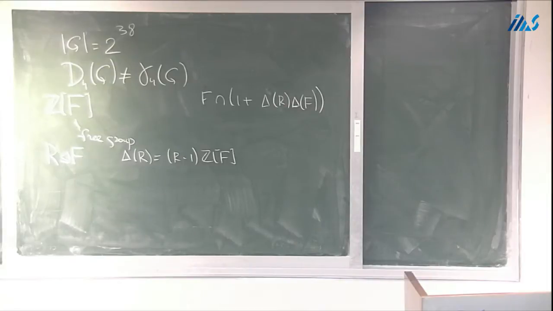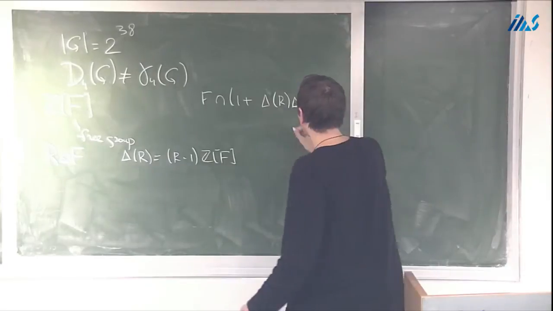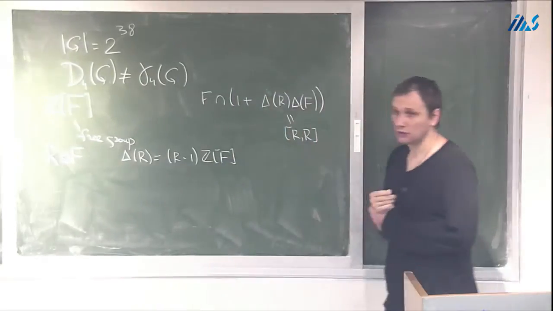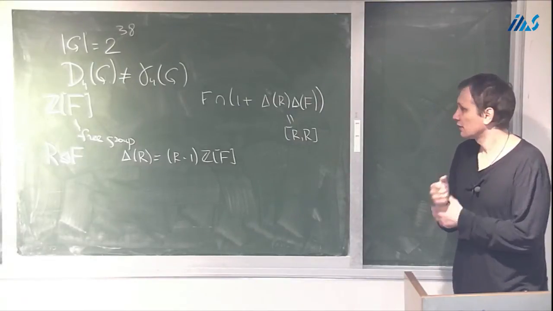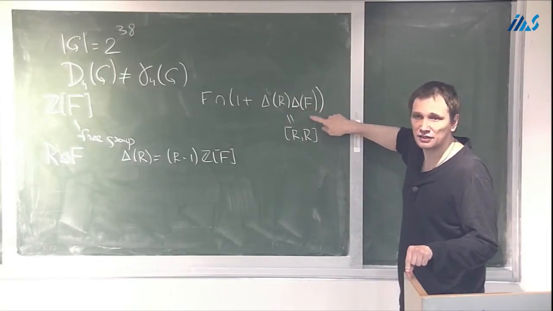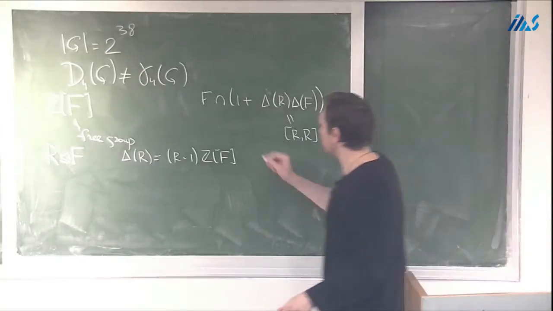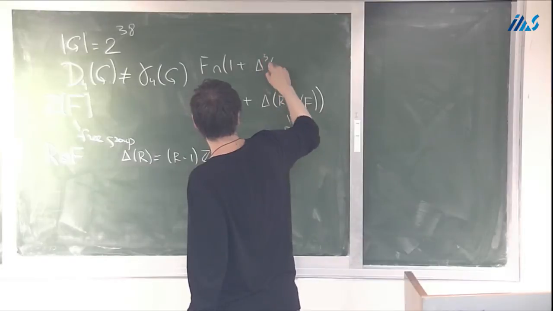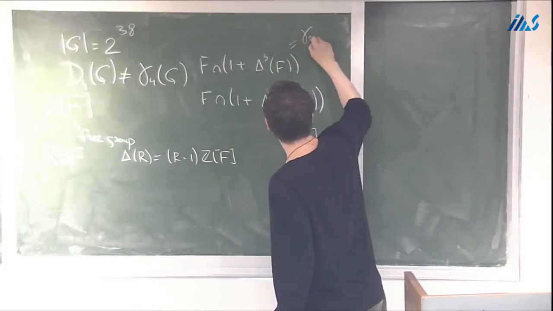And it turns out that it's very easy to describe this. This is exactly the commutator subgroup of this subgroup R. And this is the same as if we change F here by R; this will determine exactly the same normal subgroup. Now, when we take the classical dimension subgroup, this is the same as the third term of the lower central series.